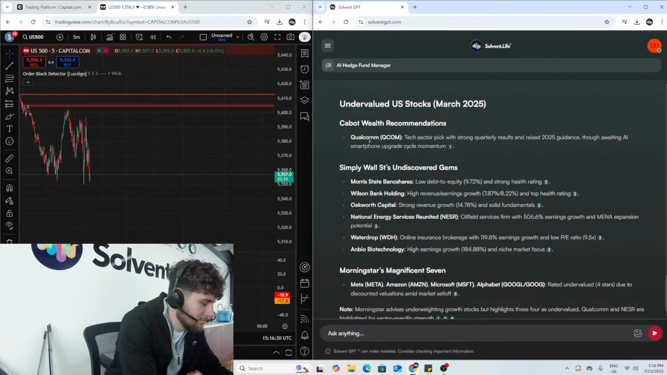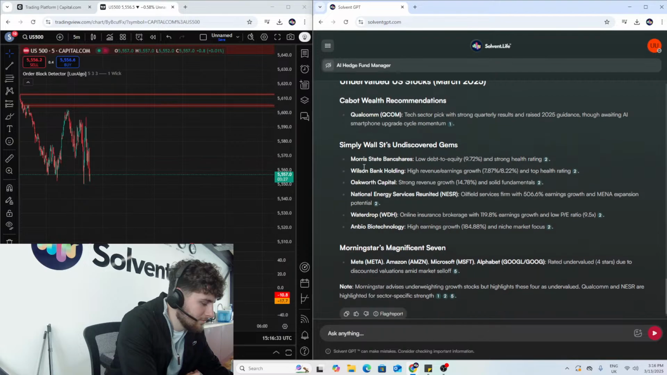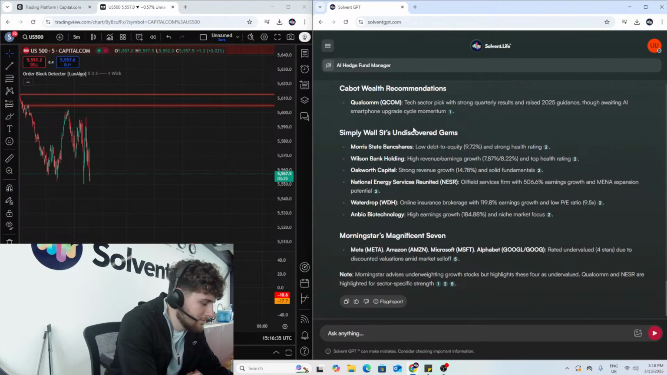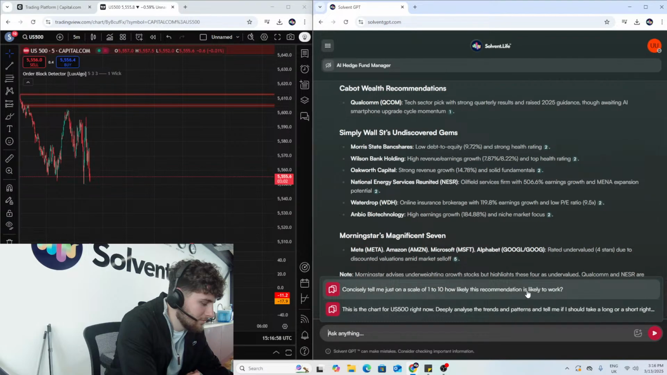We have Qualcomm, some undiscovered gems here. Wilson Bank Holding, National Energy Services, Reunited, Waterdrop, Ambio Technology, Meta, Amazon, Microsoft, Alphabet, rated undervalued 4 stars due to discounted valuations amid market sell-off. Let's take a look at a potential trade on Microsoft maybe.